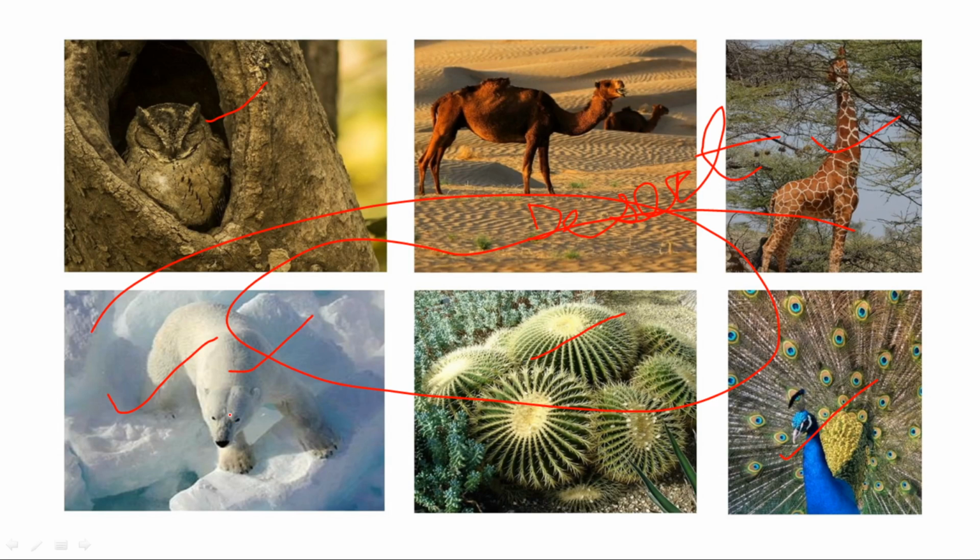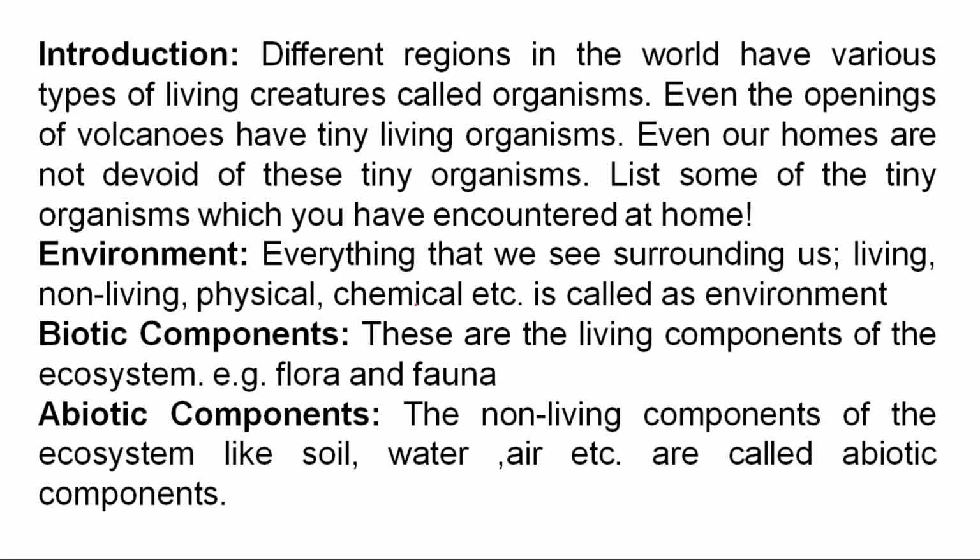The snow bear cannot be found in the desert, and the camel cannot be found in the polar region, where ice is found. So let's see which type of animal we can find in which type of region. Different regions in the world have various types of living creatures. Creatures means organisms. So those living creatures are known as organisms.